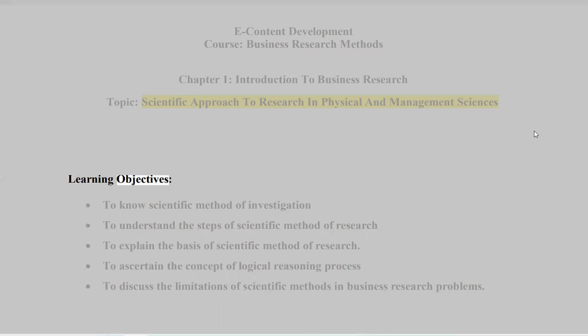Learning Objectives. To know the scientific method of investigation, to understand the steps of the scientific method of research, to explain the basis of the scientific method of research, to ascertain the concept of the logical reasoning process, to discuss the limitations of scientific methods in business research problems.